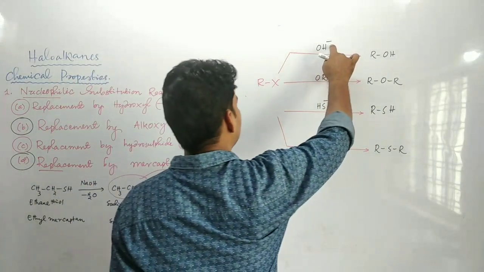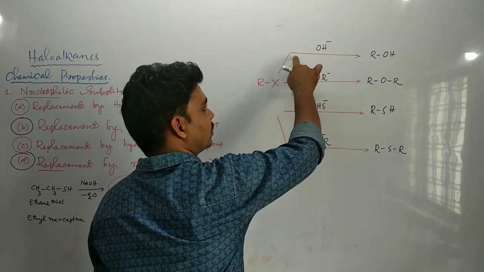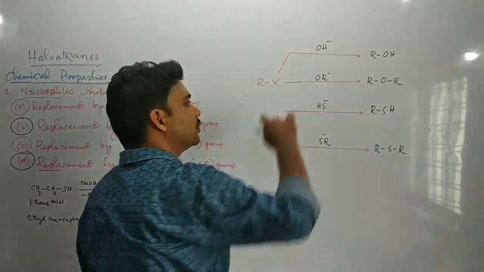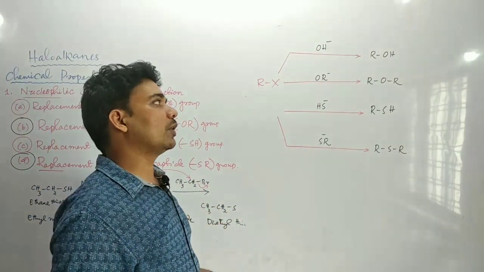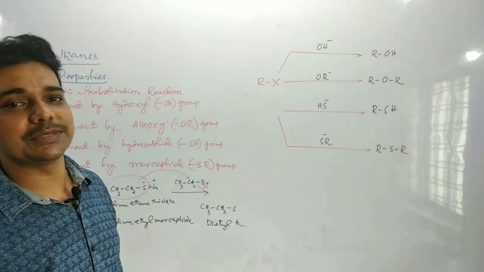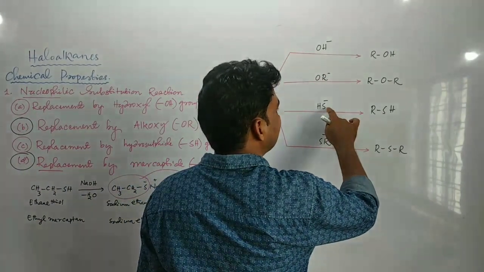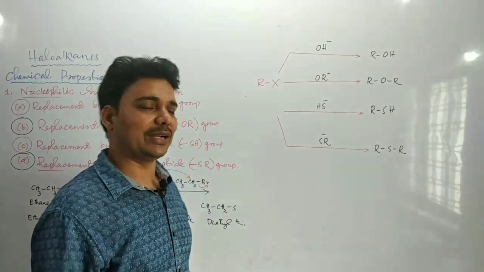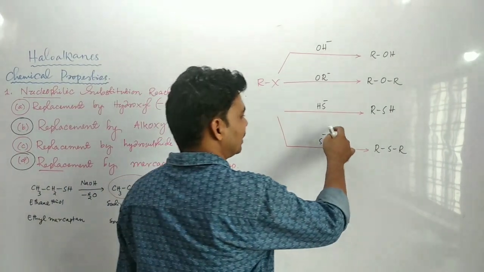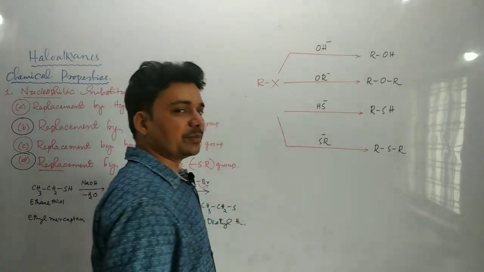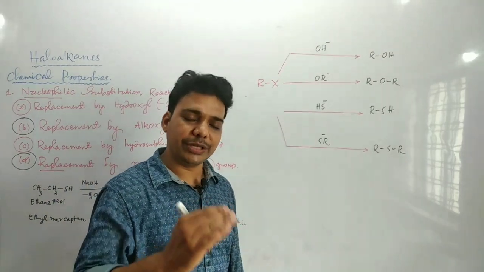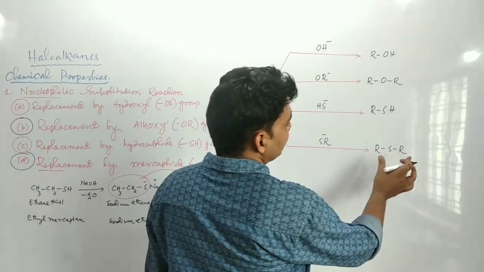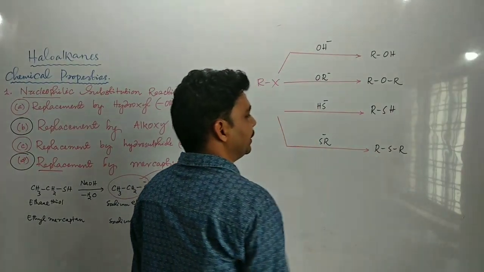In order to generate hydroxide ion, we can take aqueous sodium hydroxide, potassium hydroxide or moist silver oxide. In order to get alkoxide ion, we can use sodium alkoxide or potassium alkoxide as in Williamson's ether synthesis. In order to get hydrosulfide ion, we can use sodium hydrosulfide or potassium hydrosulfide solution. And similarly, in order to get this mercaptide ion, we can use sodium alkyl mercaptide or potassium alkyl mercaptide. As a result, thioether will be obtained.